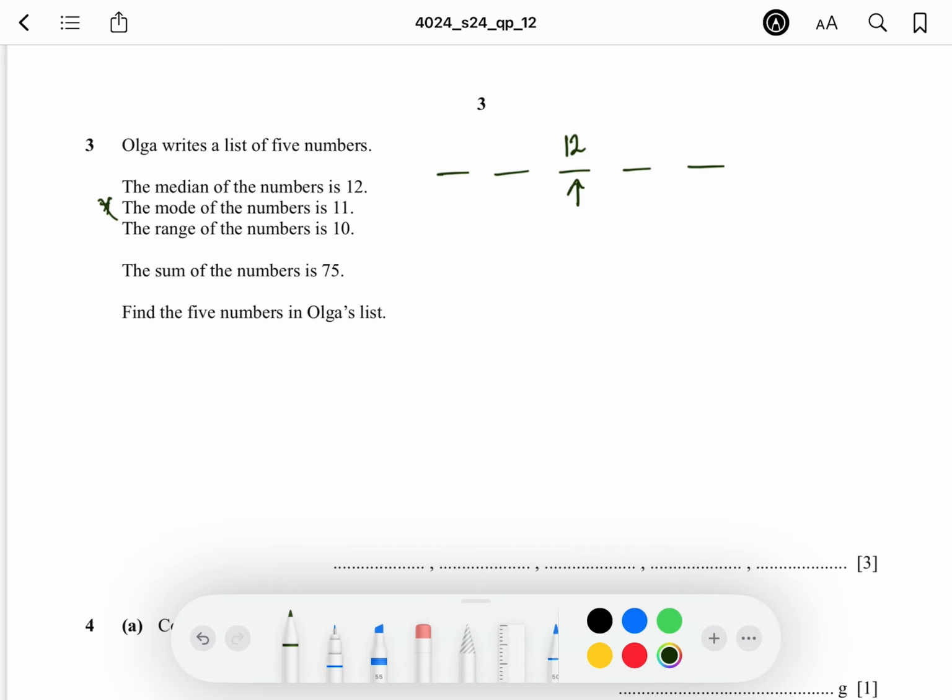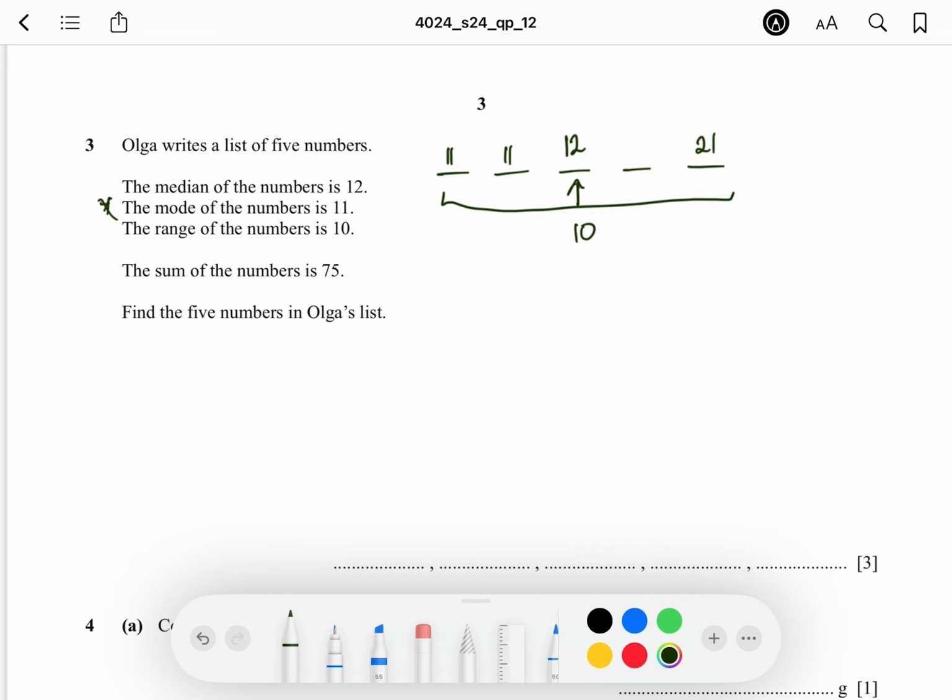Okay? The range of the numbers is 10. How do you find the range? Yes, the biggest and the lowest is 10. The difference between the biggest and the lowest. So logically, because of that, 11 should be here. Because you want to find the range of 10, which means if the first number is 11, the final number is 21. Because 21 minus 11 is 10. And because of that, yes, the numbers need to be arranged.